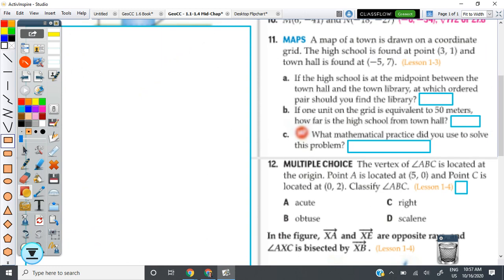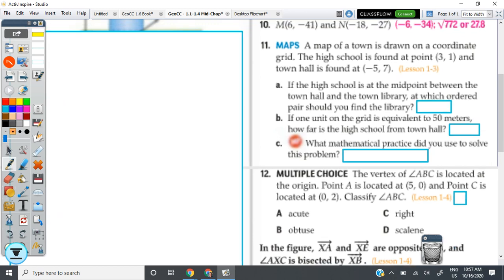Okay, so what would I do for this one? First thing I would do is break out a sheet of graph paper. I don't have one on this computer yet, so I'm going to have to do it the old fashioned way, let's just fake it till we make it. -5, 7, I'm going to say it's here. I would label that -5, 7.